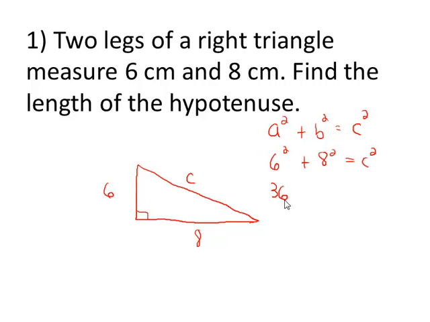6 squared is 36. 8 squared is 64. And 36 plus 64 equals 100. Now we have a squared variable equal to a constant, so we can take the square root of both sides. Now, in previous situations, we took both the positive and negative square root, but in this geometry problem, the hypotenuse cannot be a negative length, so we're just going to worry about the positive square root, and we find here that 10 is equal to C.